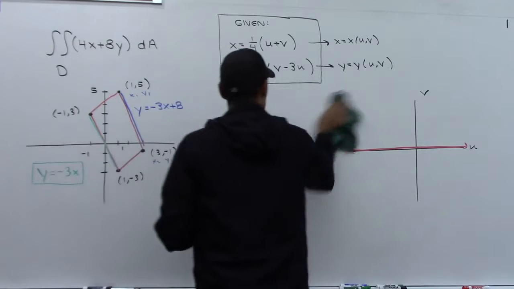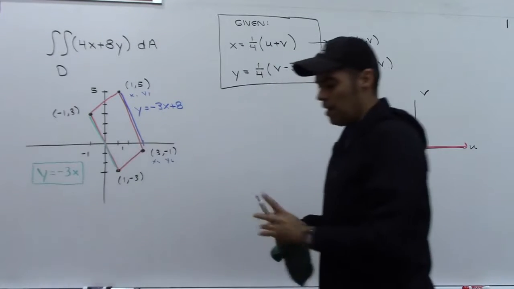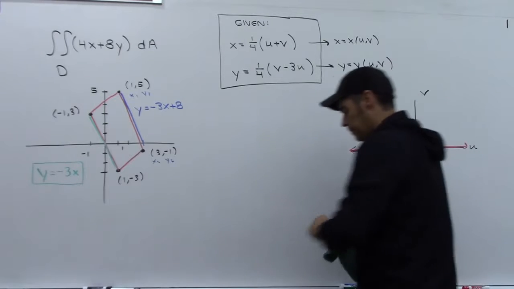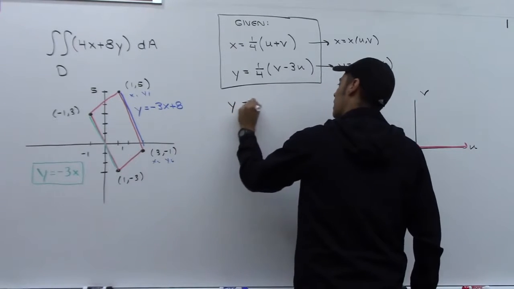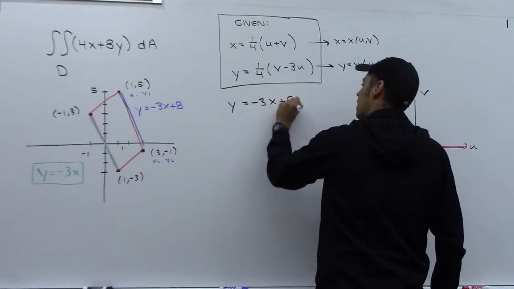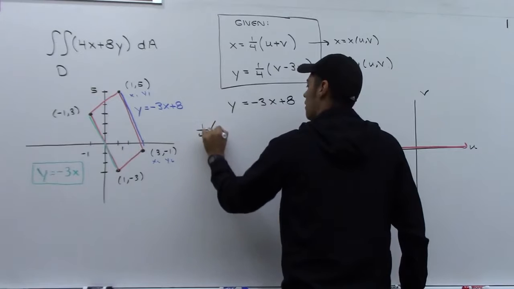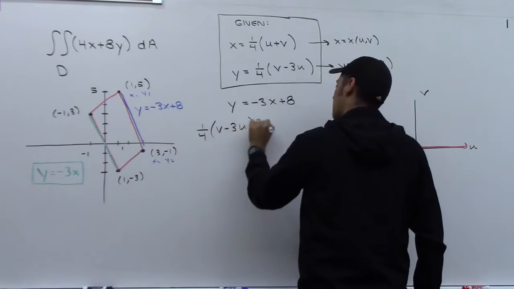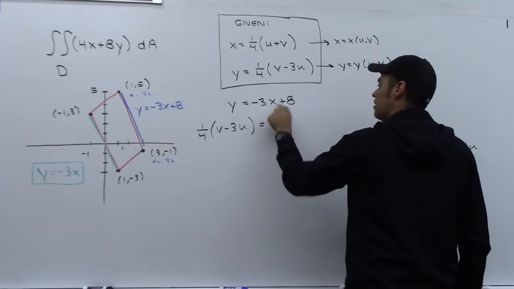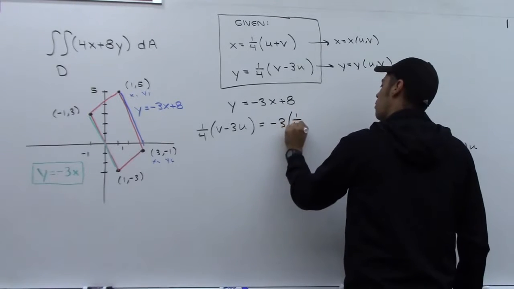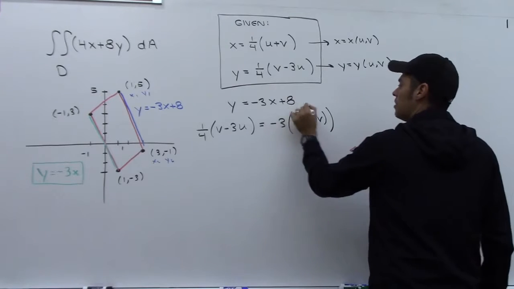And now what I'll do is the same exact thing I did just a second ago. I'm going to rewrite the equation of that line segment: y equals negative 3x plus 8. And I'm going to replace y with 1/4 v minus 3u. I'm going to replace the other side, negative 3x, with negative 3 times (1/4 u plus v), and then plus 8.